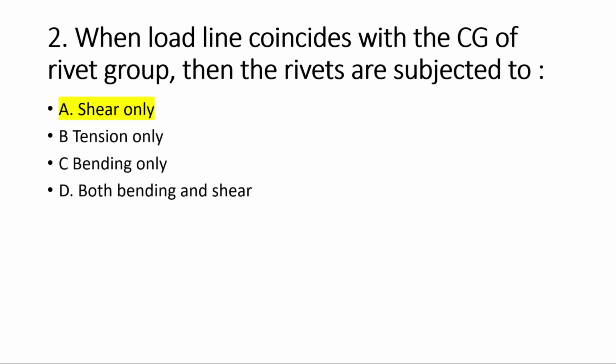Second question: when load coincides with the CG of rivet group, then the rivets are subjected to what? Okay, so when load coincides with the CG of the rivet group, then we know the rivets are subjected to two forces, that is forces due to axial load and forces due to moment. So in this case, this is a case of non-eccentric connection, as the load line coincides with the CG of the rivet group. So the option A, shear, is correct.